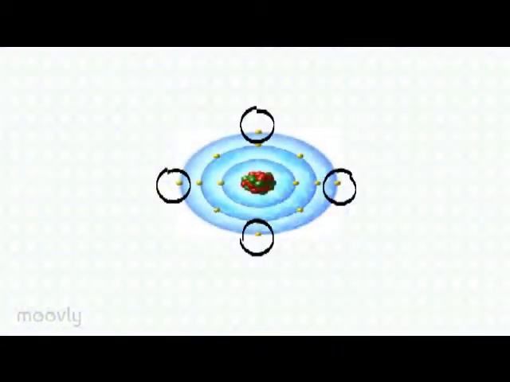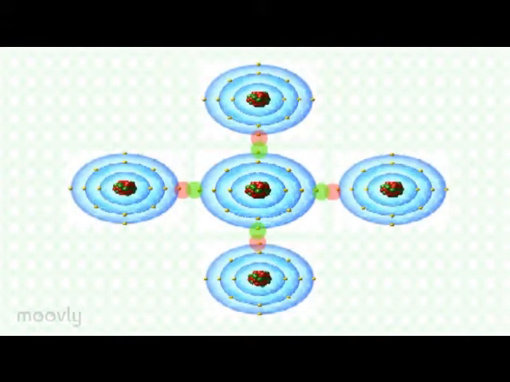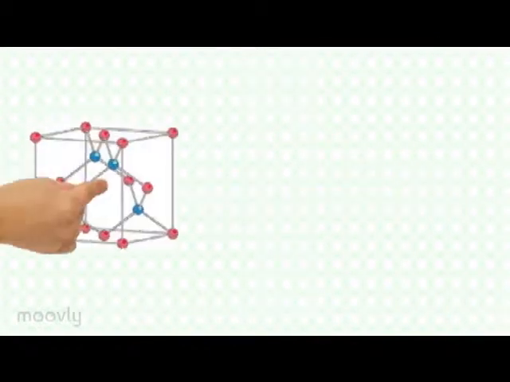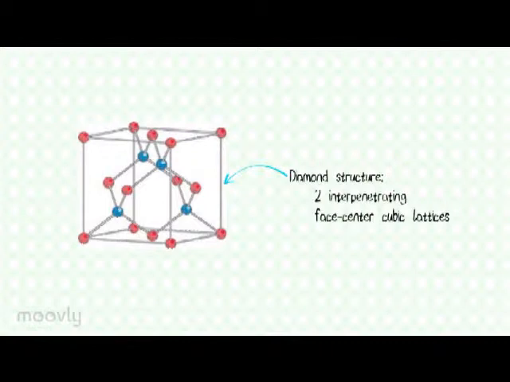Silicon has 4 valence electrons, thus, in crystal form, covalently bonds to 4 other neighboring silicon atoms. A perfect silicon crystal has a diamond-like structure, which is 2 interpenetrating face-centered cubic lattices.